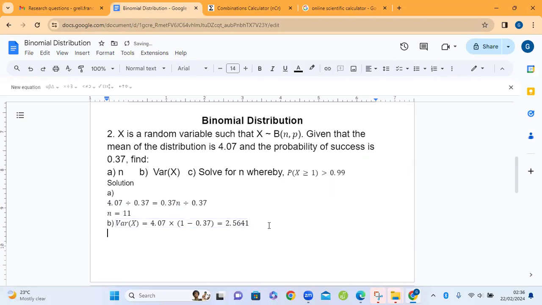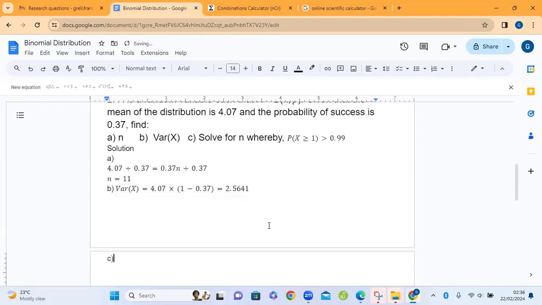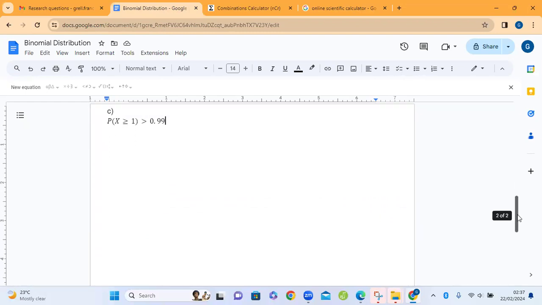But C now says, solve for n whereby P of x greater than or equal to 1 must be greater than 0.99. So we have to solve for n. Okay, so let's isolate this question to get more space. We have to solve for n on the other condition that the probability of x greater than or equal to 1 is greater than 0.99. So let us focus on the left side of this inequality, this inequation.